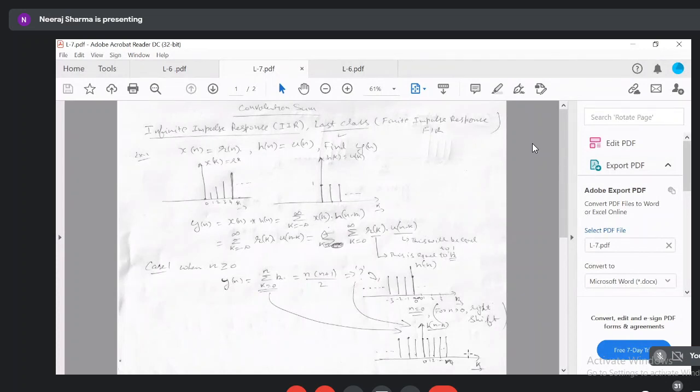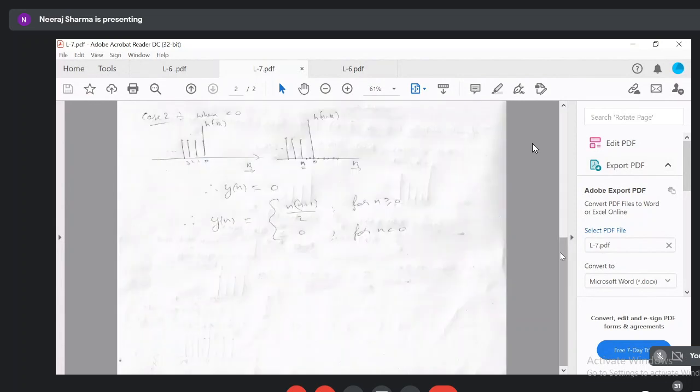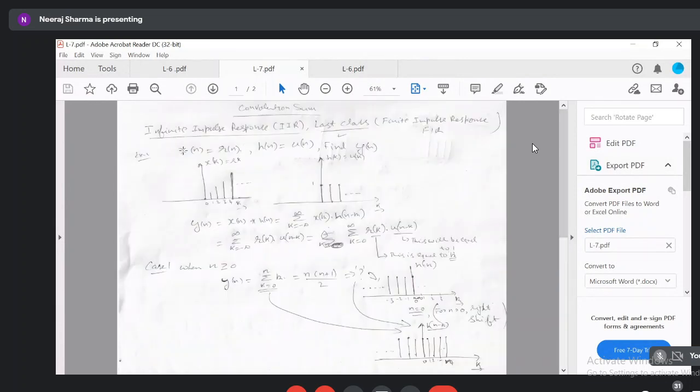So let us discuss this numerical problem. That is, x of n is given to you, that is r of n, and h of n is given to you, which is equal to u of n, right? And you have to find y of n, right? So we have first step, that is plot x of k.